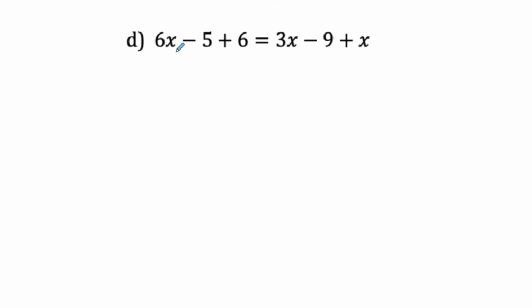Okay, 2 more. Now, this one we do have like terms on both sides. So on the left-hand side, what are my like terms? Well, the numbers with no variables. I have a negative 5 and a plus 6. Those are my like terms on the left-hand side. Again, I like to have the variable out front, so I'll put 6x. Negative 5 plus 6 is a positive 1. Equals, right-hand side, what are my like terms over here?